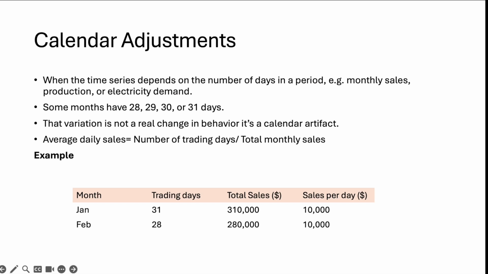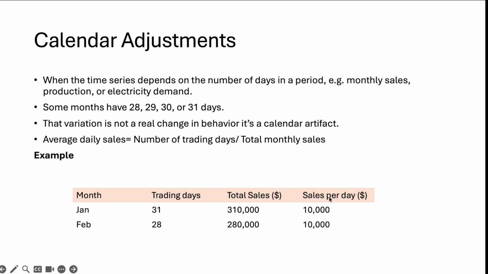So the variation here is not a real change in behavior. It's a calendar artifact, right? So the question is how to fix this. We just compute per day averages. We divide the total monthly sales by the number of trading days, and this will remove that artificial variation.